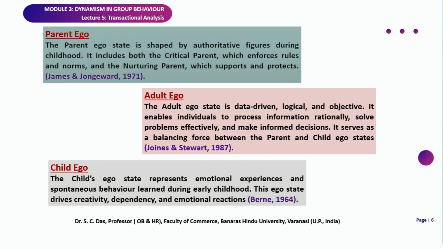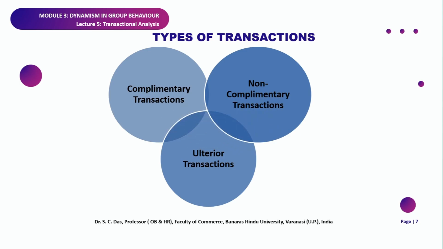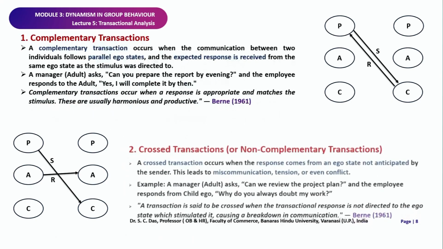I think this is a very important quality. If you do not have emotion, you may not be a good manager, basically, which you learn from childhood. So these are the three different types of ego. Now, types of transactions: three different types of transactions: complementary transactions, ulterior transactions, non-complementary transactions. Transactions means the moment you deliver something, it has some kind of content, it is a transaction.